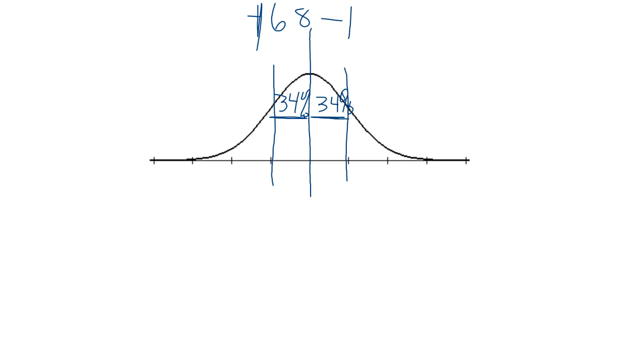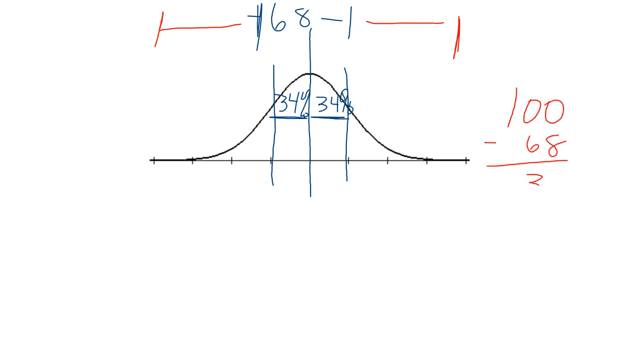But we also can talk about this section out here. If 68% is between those two values, and we take 100 and subtract 68, that gives us 32%. So guess what? Right here, 16% will be one standard deviation above, and 16% will be one standard deviation below. 16 and 16 is 32.